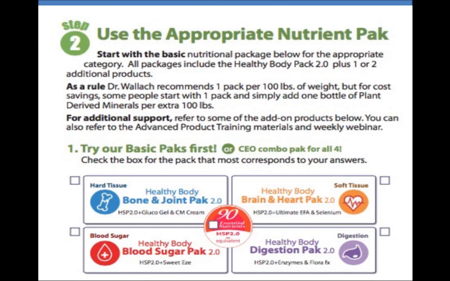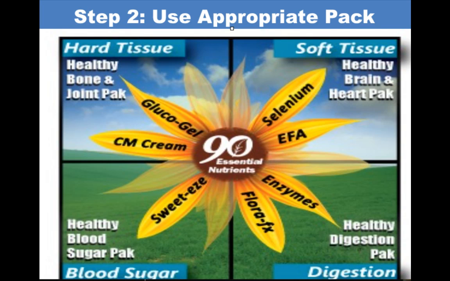Now, hard tissue, what do we use for hard tissue? Healthy bone and joint pack. Soft tissue, healthy brain and heart pack. Now, it could be called the healthy bone, joint, and muscle pack. It could be called the healthy brain, heart, lung, eye, and skin pack. But the names get a little long. So it's just, those 2 you need to know. The next one's a giveaway. For blood sugar, we use the healthy blood sugar pack. For digestion support, we use the healthy. These are giveaways. It's real easy.